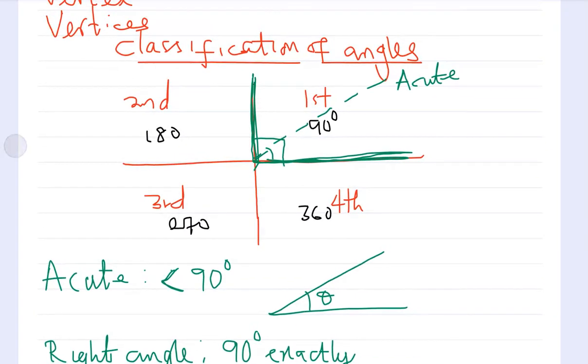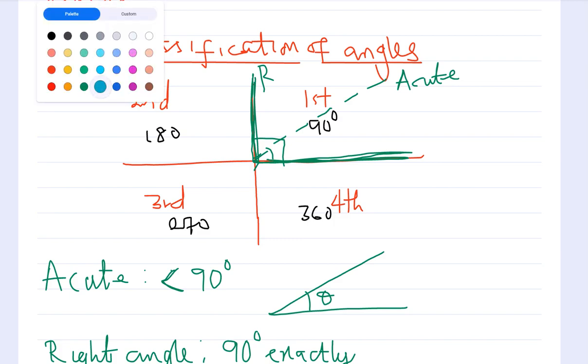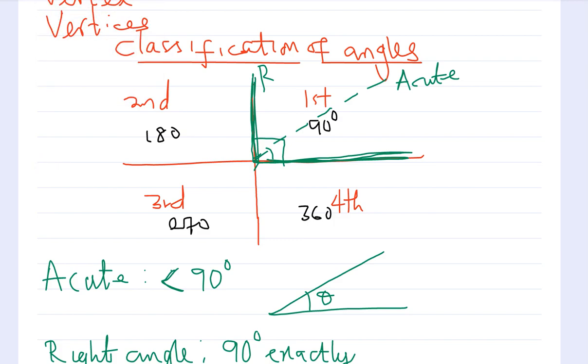That's the second type. So we say this one is what? Right angle. Now the third one. What do we call the third one? Now you can see that we have moved from here. Another thing is, it is always moving. The movement is always anti-clockwise.